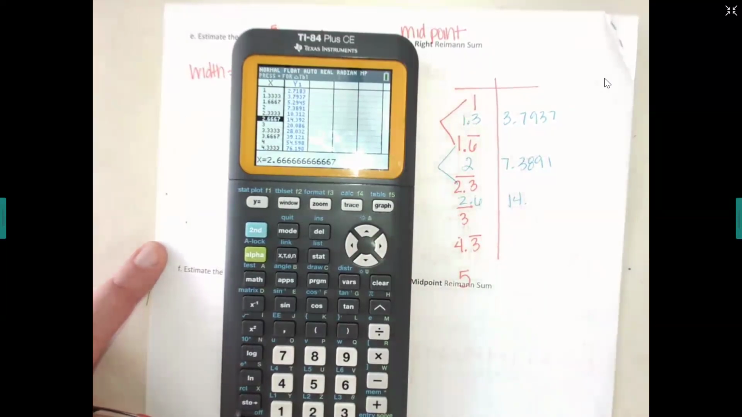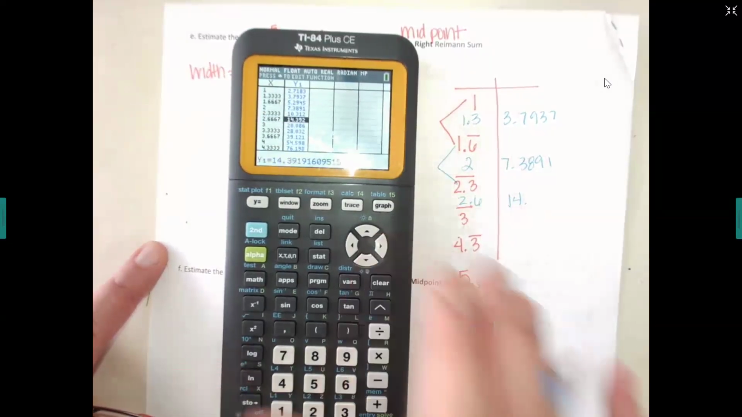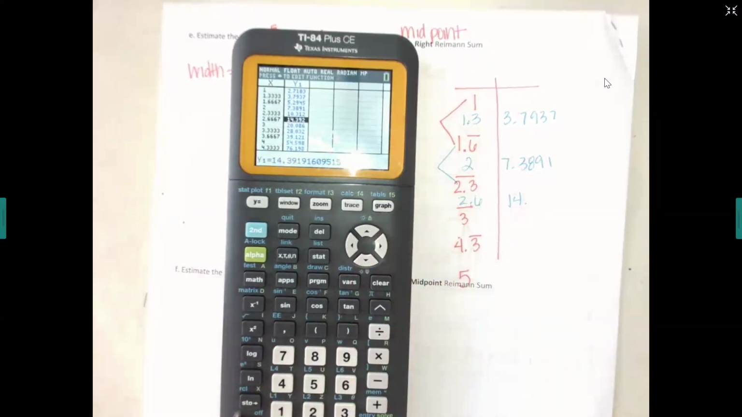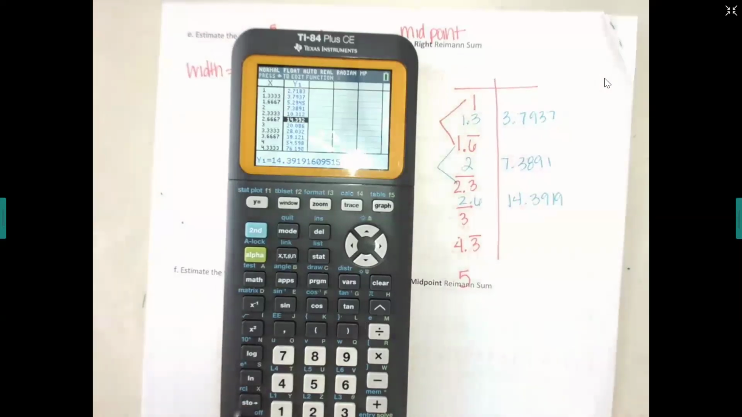Now, remember what I said, your calculator, you have to go to 4 decimals to make sure your answer doesn't come out wrong. So if you highlight the number, you can see the extra digit. So it's gonna round it here because you only have so much space in your table, but if you highlight it, you can pull the full decimal. So it should be 14.3919.